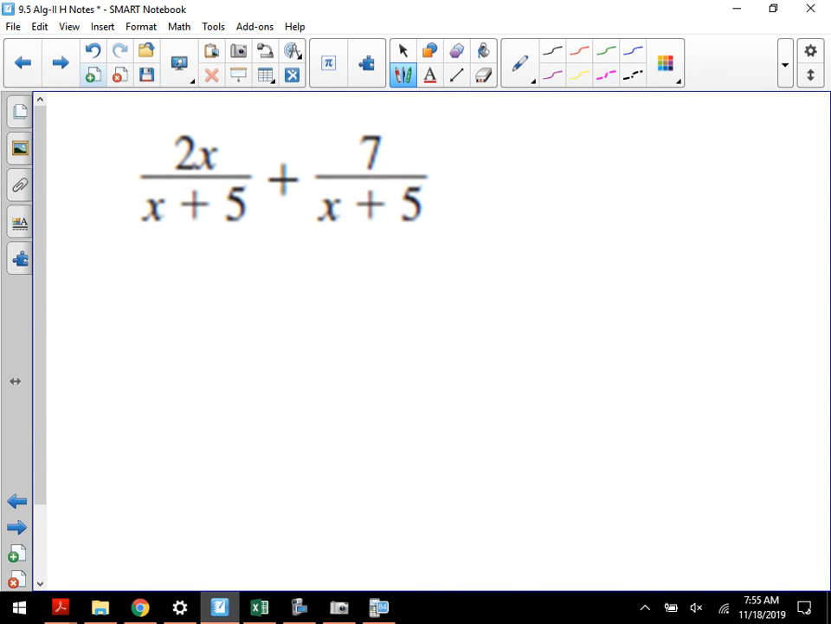I mean, obviously these are common, so that's easy, as you would have been 2x plus 7 over the x plus 5. Remember, when you're combining terms like that and you have that as your final solution, you cannot simplify anything over the addition. You are done. Okay? You are done.